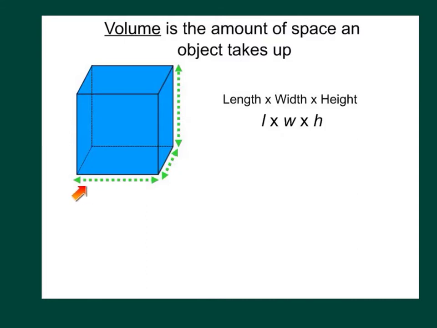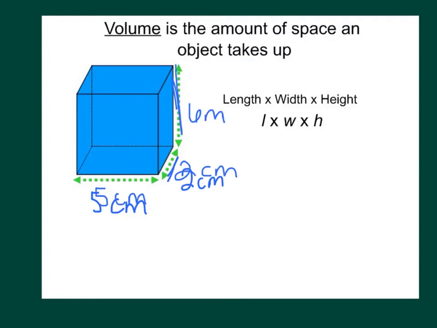So here's the length here, this is the width, and then times the height. So it's very similar to area, you just have to add another step. So let's just say that we measured this object, and we measured the length to be 5 centimeters. And then we measured the width, this part here, to be 2 centimeters. And then when we measured the height of this object, it was 6 centimeters.